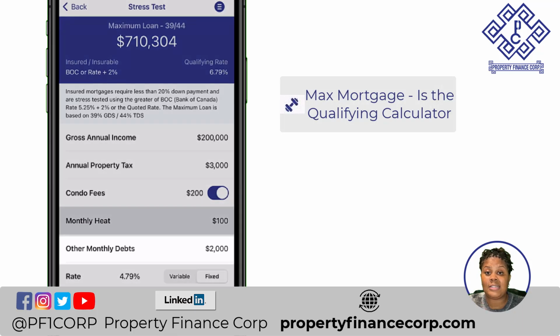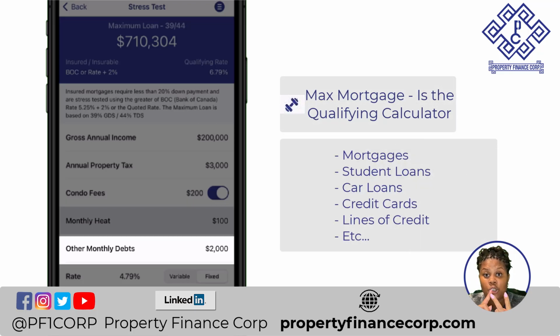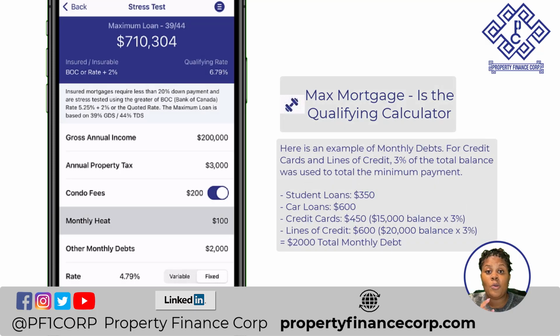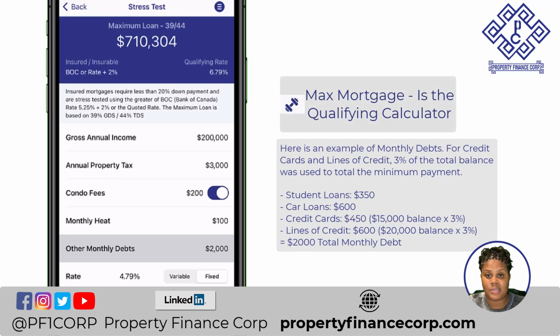Other monthly debts include any debts that would show up on your credit report, including but not limited to mortgages, student loans, car loans, credit cards, lines of credit, etc. This debt is the minimum expenses that need to be paid each month. For the credit card debt, we would use 3% of the total balance owed. For this example, we'll use $2,000 as the total monthly debt expense.